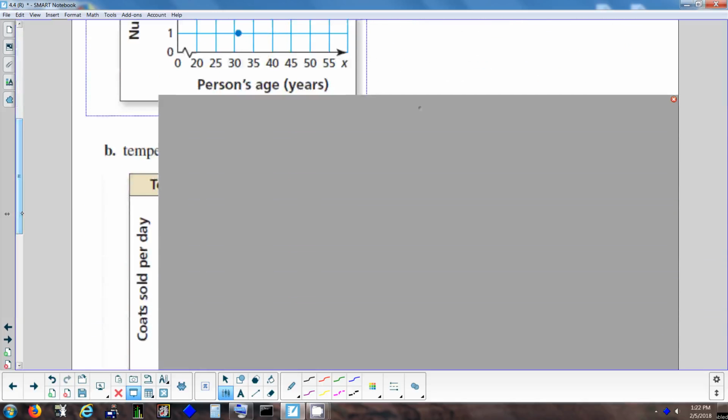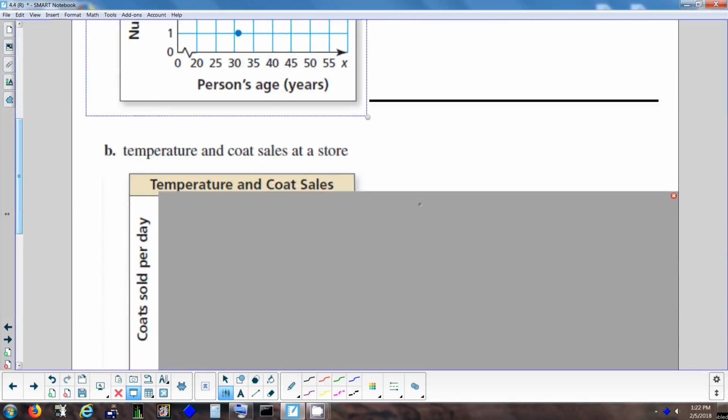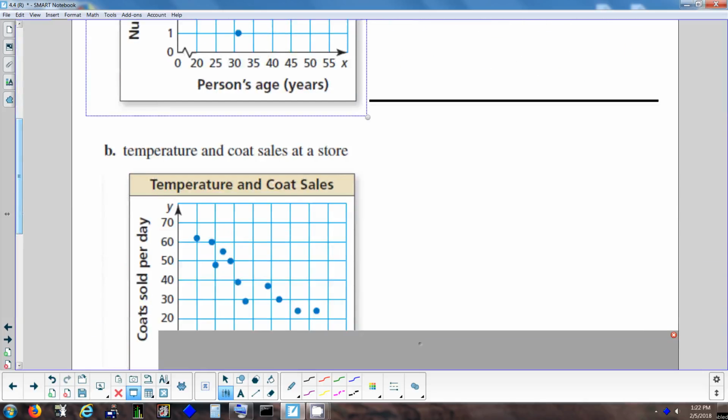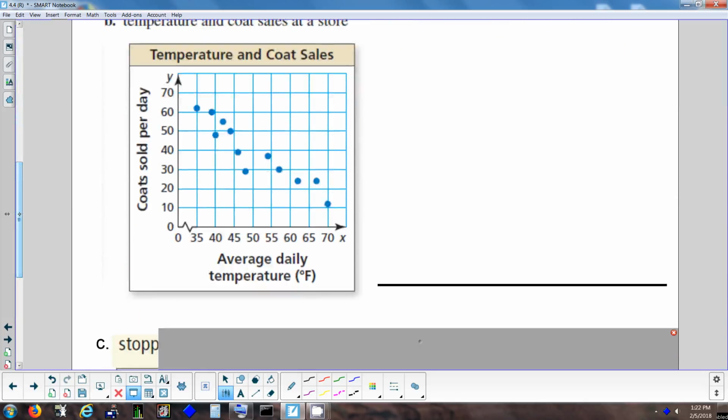Let's look at the next one. Temperature and coat sales. What do you think? Do you think as the temperature changes, something would happen with the amount of coats stores sell? Yes. I would think so too. As it gets colder, what do you think would happen? Probably selling more coats. Okay? As it gets warmer, they sell fewer coats. Let's look and see what the data says.